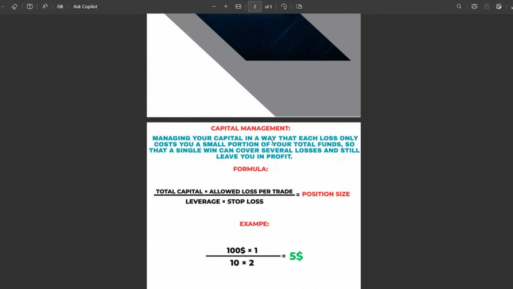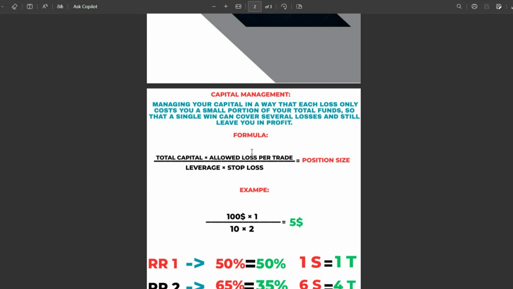Capital management means managing your capital in a way that each loss only costs you a small portion of your total funds, so that a single win can cover several losses and still leave you in profit. This ensures that you never lose all your money and helps you maintain the most important rule in trading: surviving in the market. Now, let's talk about the capital management formula.